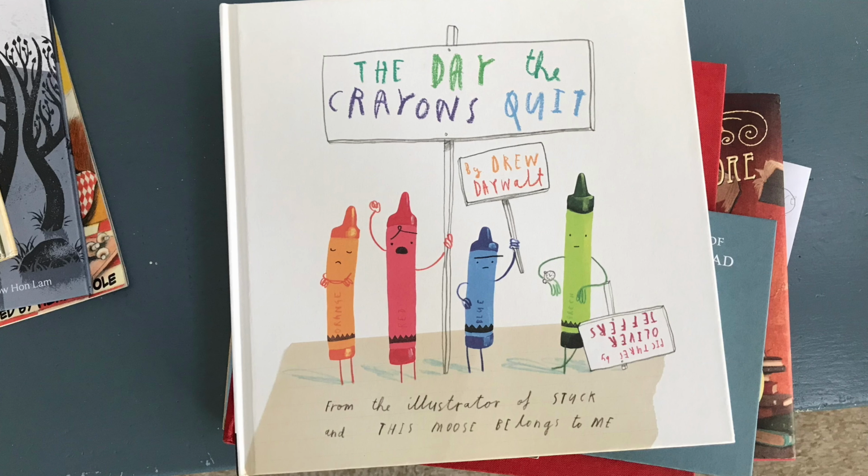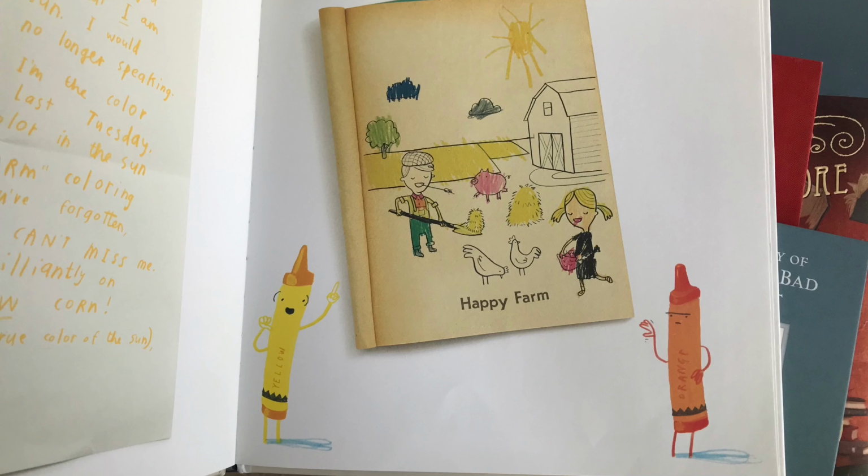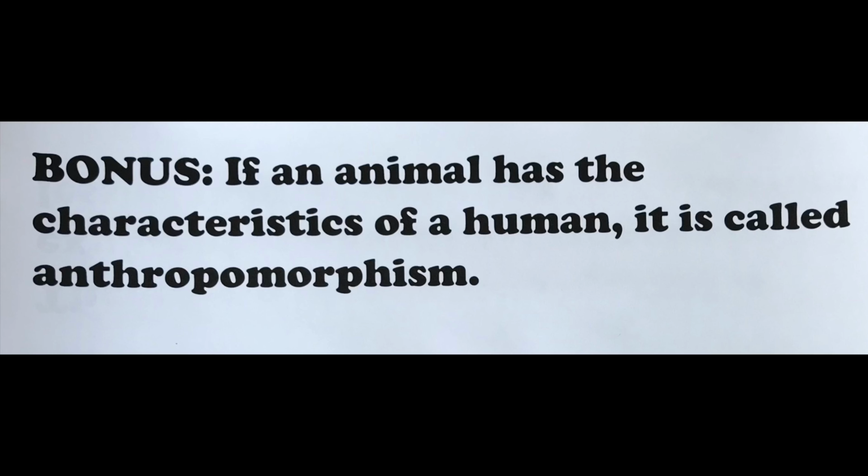The crayons are able to write letters, they can talk to each other, they're able to stand up, move around, hold things in their hands, and those are all things that people can do, but crayons in real life are not able to do any of those things. Here's a little bonus for you. If an animal has the characteristics of a human, it is called personification or anthropomorphism.